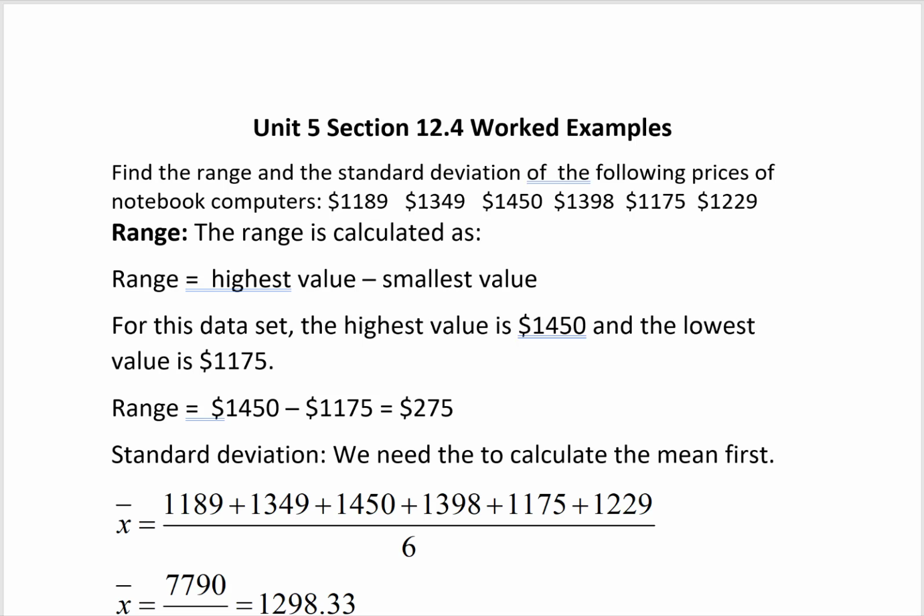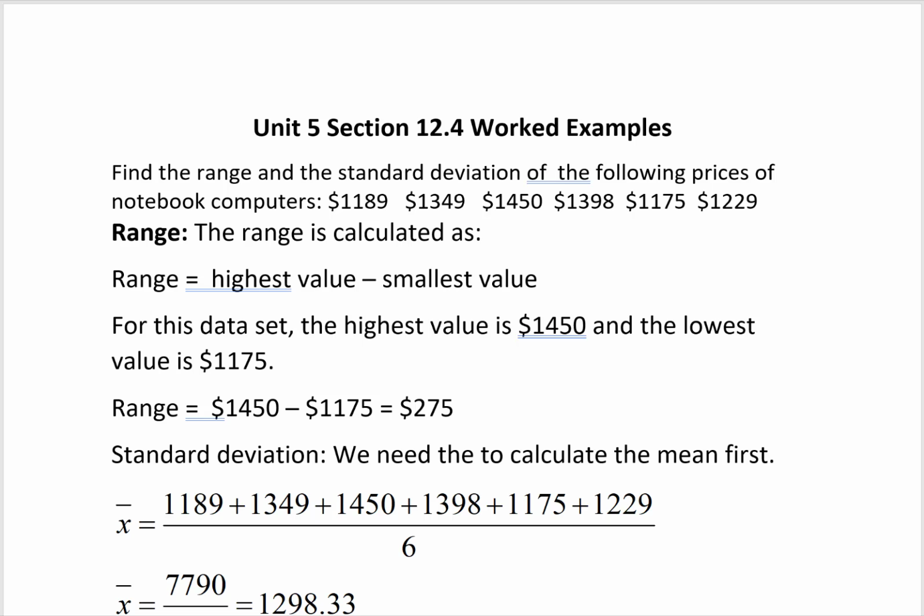Unit 5, Section 12.4 Worked Examples. Find the range and standard deviation of the following prices of notebook computers: $11.89, $13.49, $14.50, $13.98, $11.75, and $12.29.